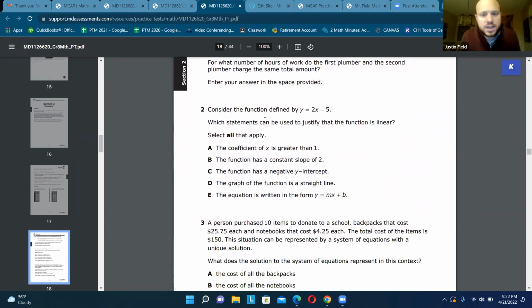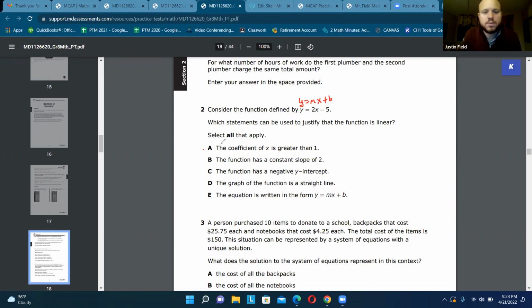Number 2, consider the function defined by y equals 2x minus 5. You can see the slope-intercept form just popped up in two equations. Do you think it's important? Because I do. Which statement can be used to justify if the function is linear? Well, I know it's linear because it's in slope-intercept form and it has a slope. So I'm going to look for the choice that talks about this thing as a slope.